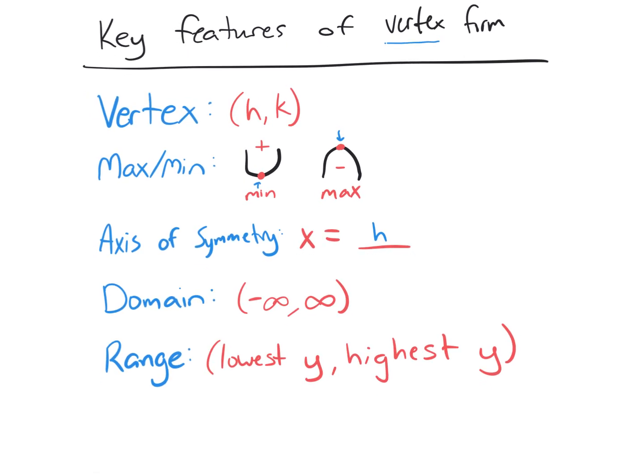Those are all the key features of vertex form. Do you have any questions over those? So example 1, I have f of x equals (x minus 1) squared plus 3.